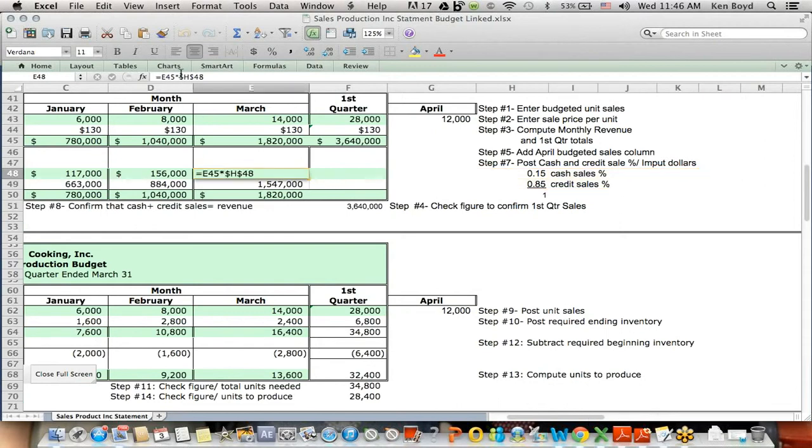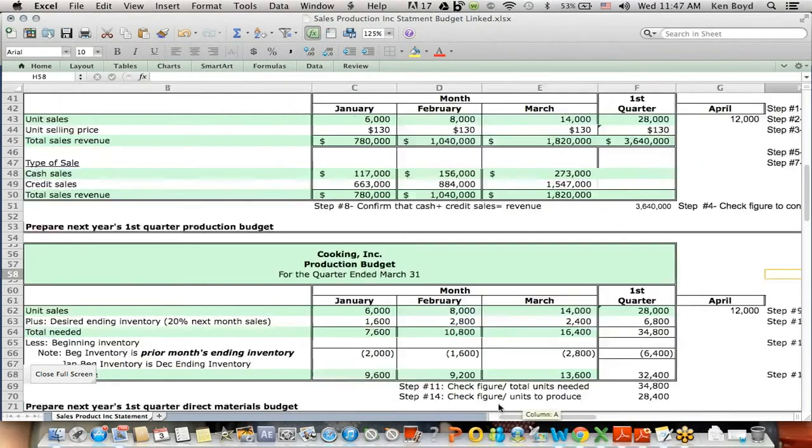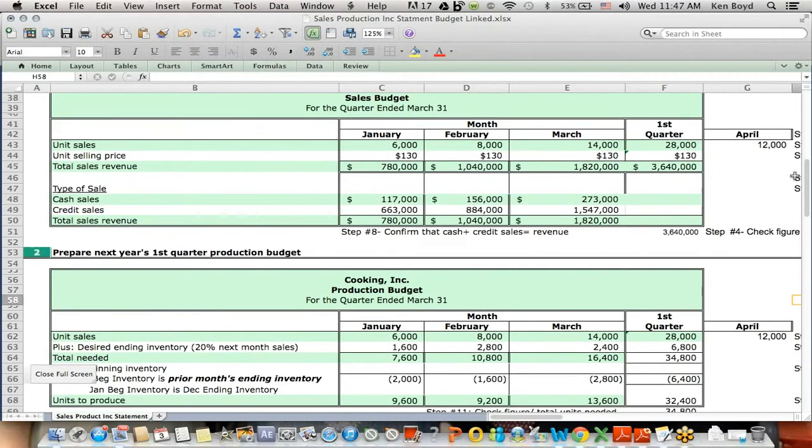So for example, if I click on the March sales, 15% of the March sales, 1.8 million roughly, that's the portion I get in cash, 273. 85% of the March sales, 1,820,000, 1,547,000 is what is a receivable. So 273 cash, 1547 a receivable, totaling the 1,820,000 that agrees to the sales number right here. So we did that for all the months. So that is our sales budget.